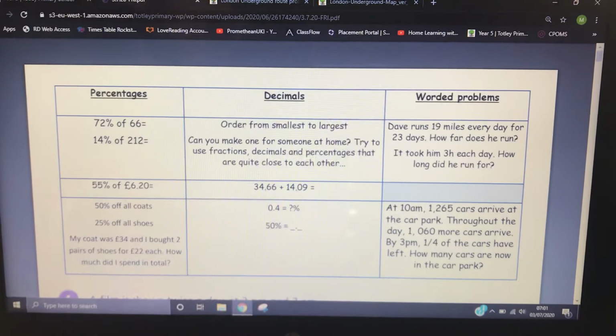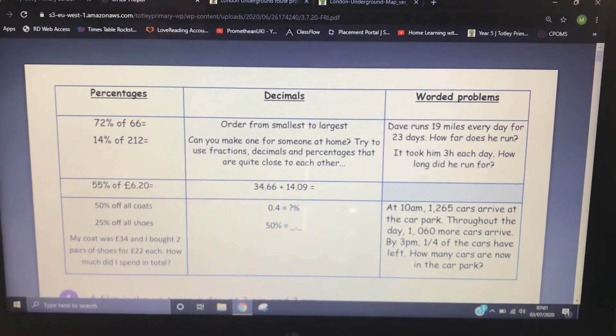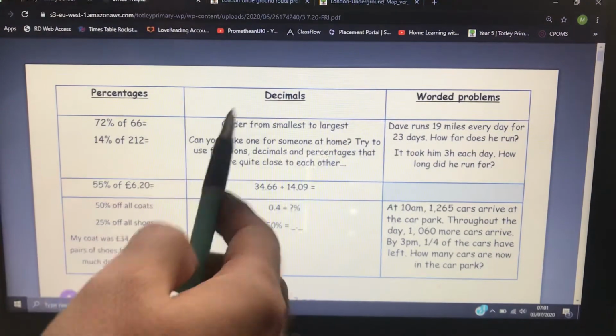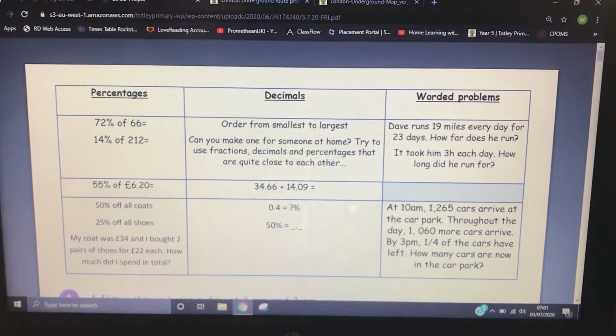Your decimals, I want you to try and make one from home. So can you give it to an adult? Maybe you've got a sibling who's a similar age, or maybe a bit older. You give them one. Do 5 or 6 numbers, mix them up by the decimals, percentages, fractions. But you've got to know the answer. So can you order them? Remember, the trick is try and keep the digits that are involved very similar.